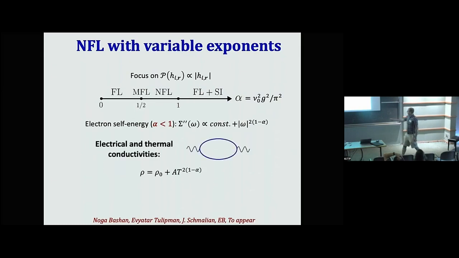The electrical and thermal conductivities are very easy to calculate in this model. The scattering is completely local in real space, so there are no vertex corrections to either electric or thermal resistivities. It's not surprising that the electrical resistivity just scales as T to the 2 times 1 minus alpha, the same as the imaginary part of the self-energy.